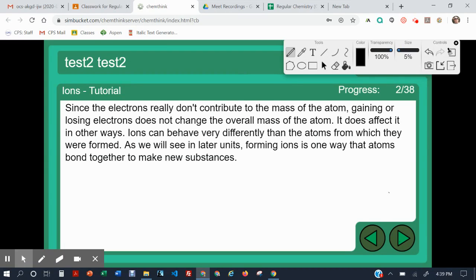Since the electrons don't really contribute to the mass of the atom, gaining or losing electrons does not change the overall mass of the atom. It does, however, affect it in other ways, in major ways. Ions can behave very differently than the atoms from which they are formed. As we will see in later units, forming ions is one way that atoms bond together, for example, to make new substances. And I've talked several times in the class that it's really what is going on with the electrons that determines chemistry.